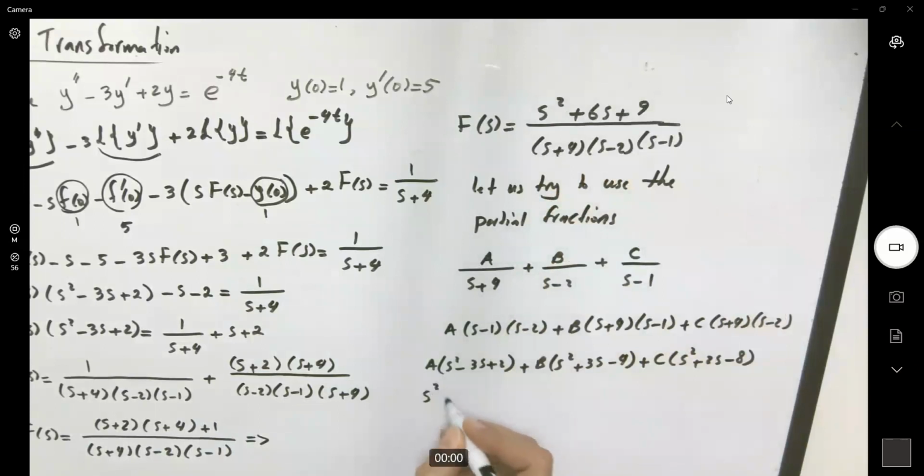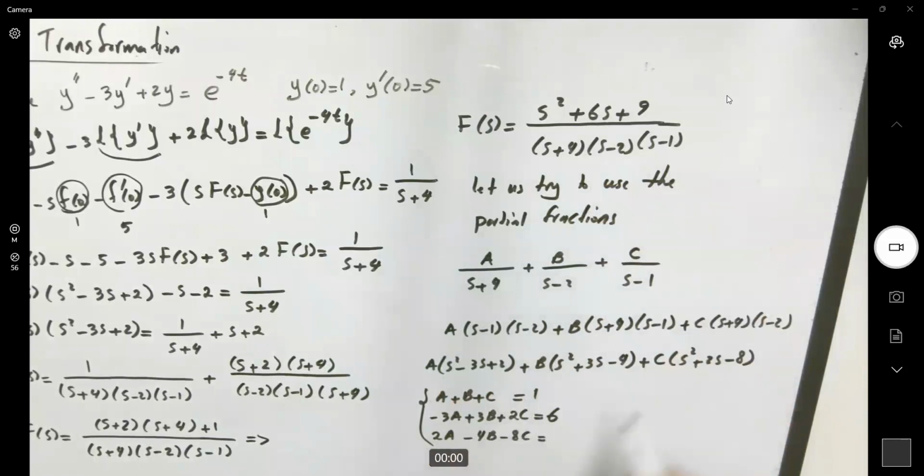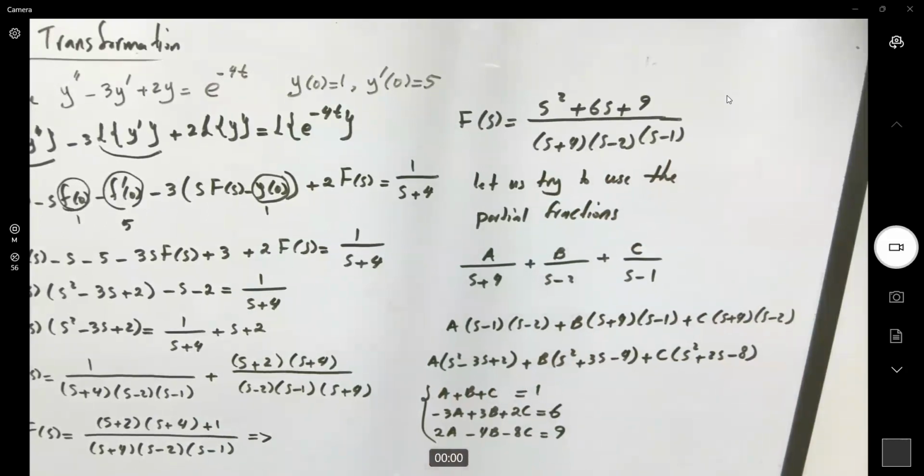So it seems that s squared times a plus b plus c is equal to 1 squared. So it means that a plus b plus c is just 1. And then here we have negative 3a plus 3b plus 2c is equal to 6. And then we have 2a minus 4b minus 8c equals 9. Very good. Now we have to try to take these two by two and solve for the missing variable.